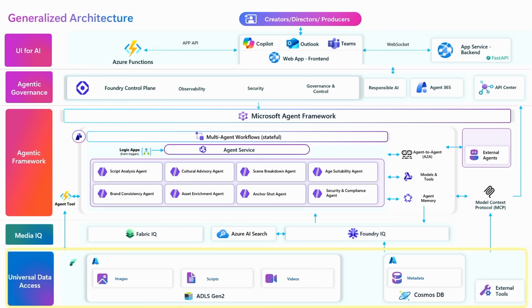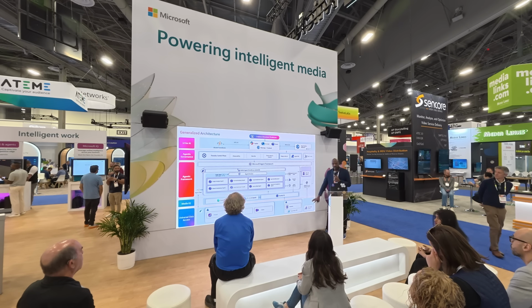So let's dive a little bit into our generalized architecture, starting down here at our universal data access. Again, this is where your images, your scripts, your videos, all of this live. We see this living in Fabric, but it doesn't need to. It can also live in other places. If you have a digital asset management system or a media asset management system, they can live there as well. No need to necessarily move them into Fabric. But this is that layer where your raw data lives.